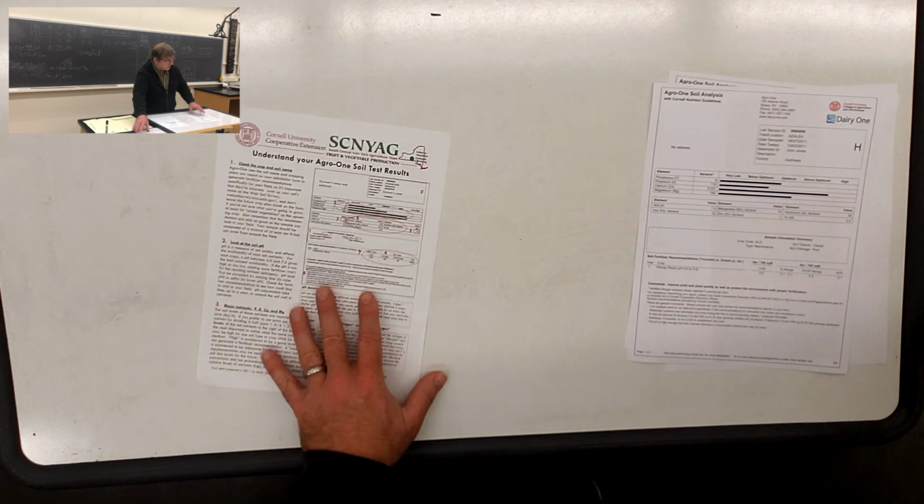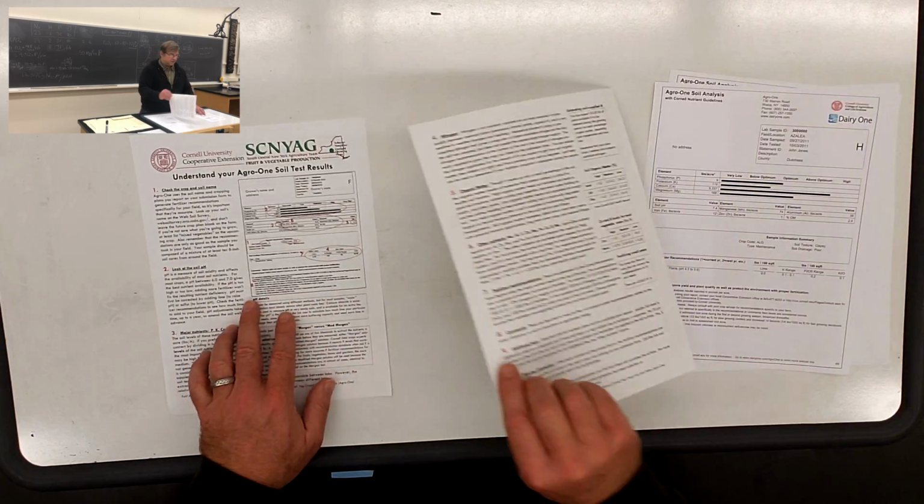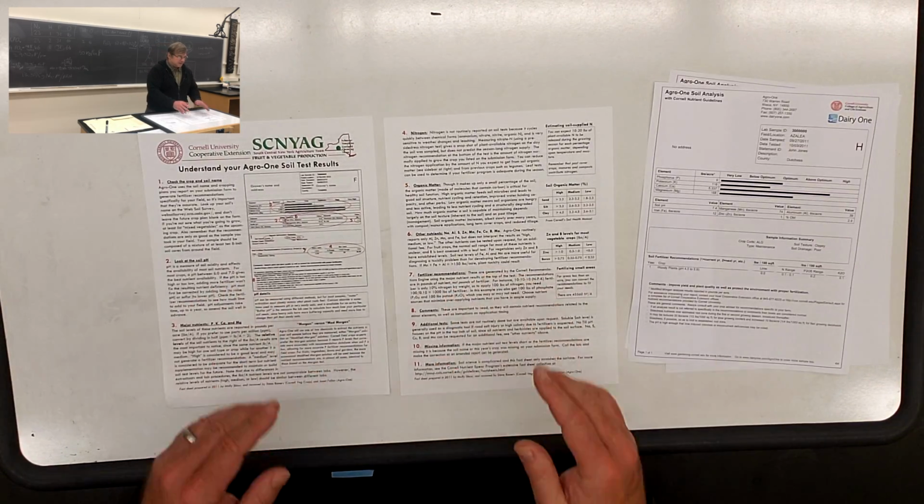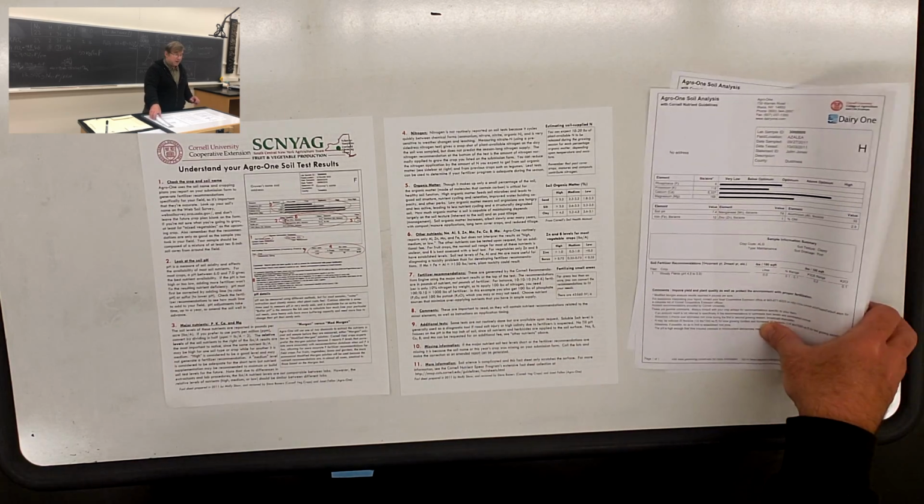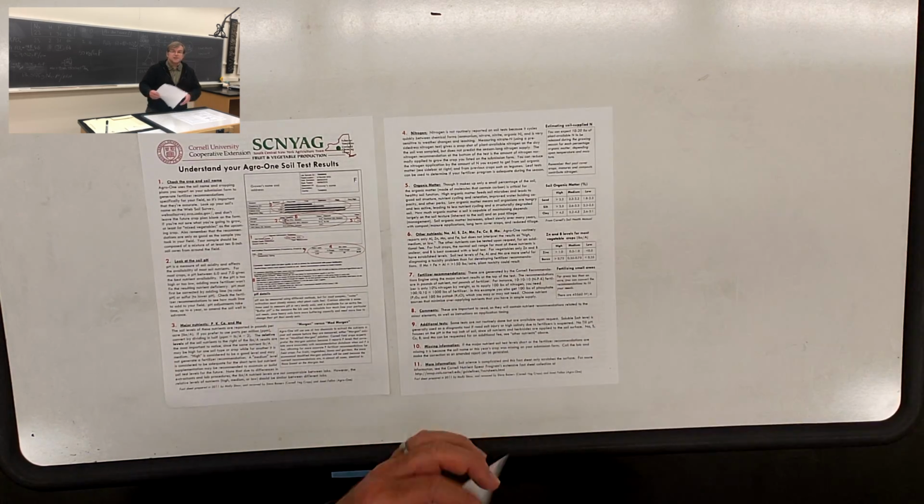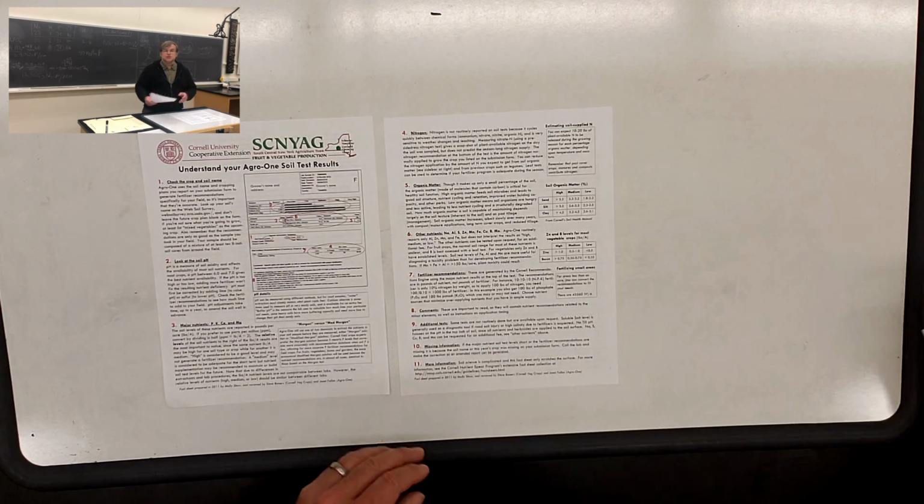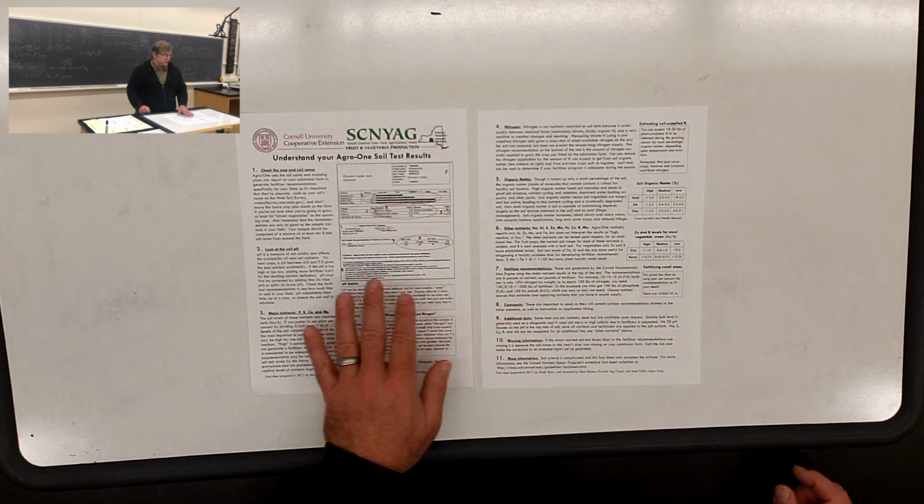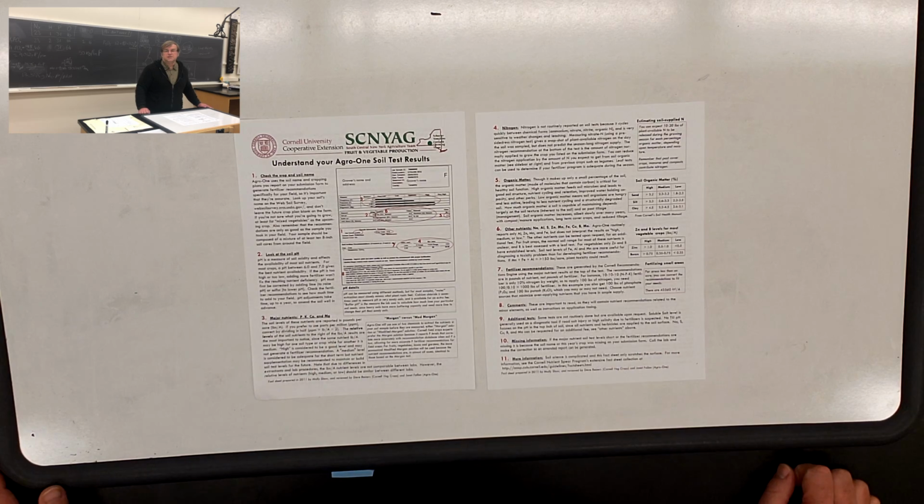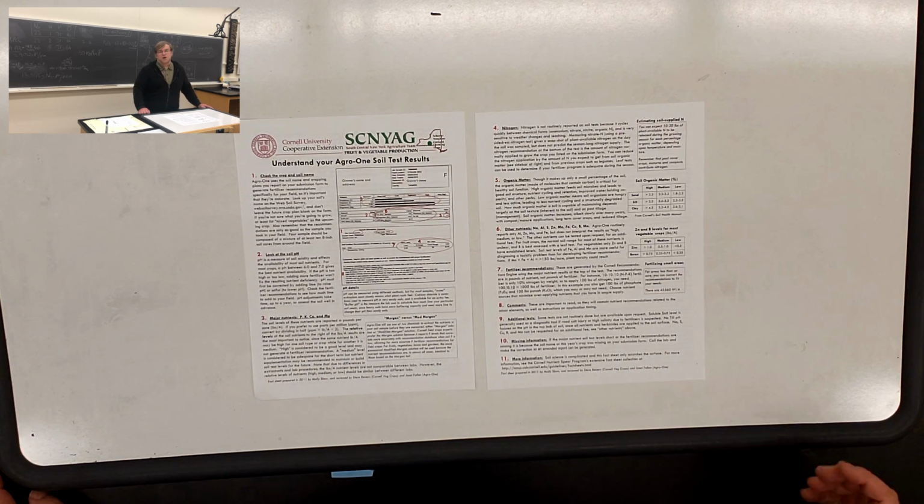And I want to show you this. This is a two-sided document. I'm going to flip it over. This is actually out of Cooperative Extension. This is Cornell Cooperative Extension. And it basically is a little sort of cheat sheet or an explanatory bulletin to explain what these results forms are from Dairy One, to help you sort of read it.